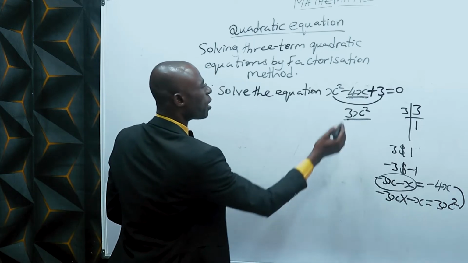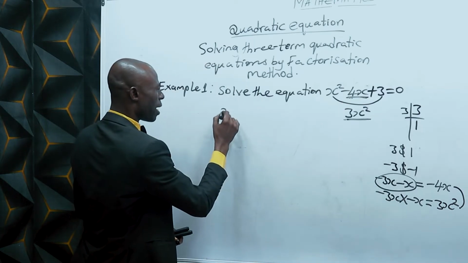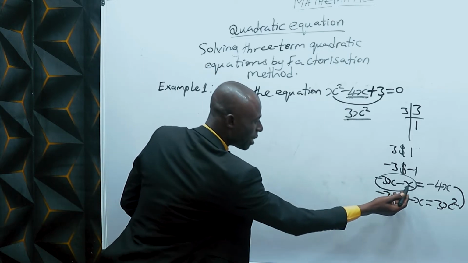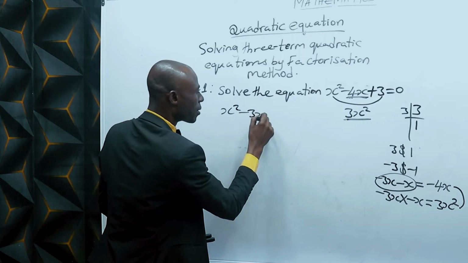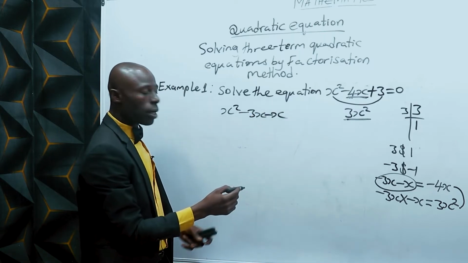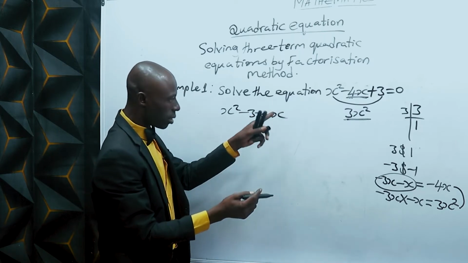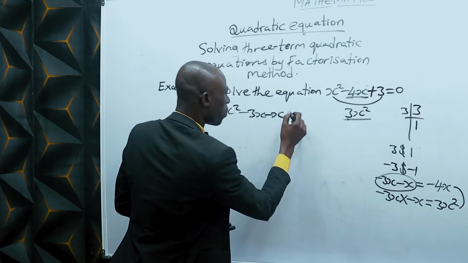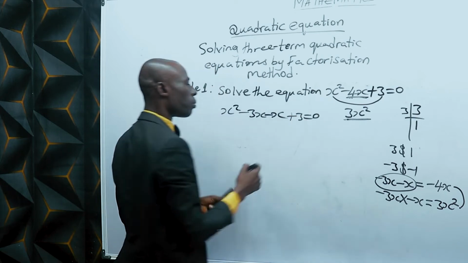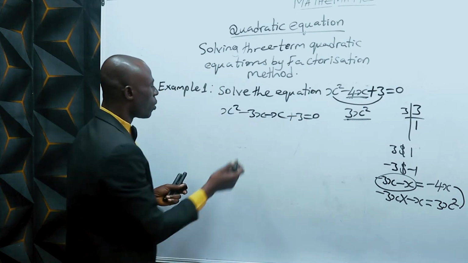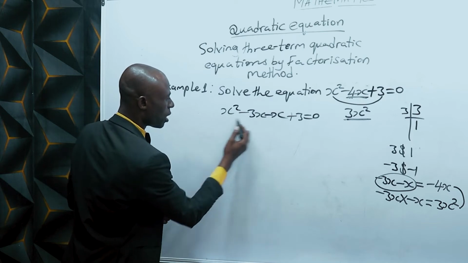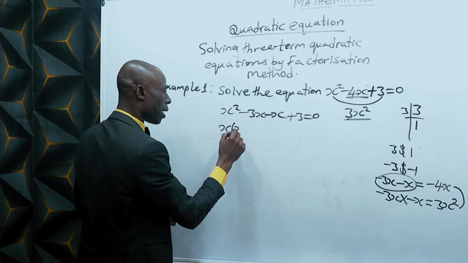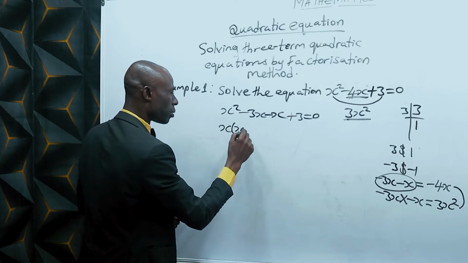You now use them in place of the middle term. Thus, x squared, instead of writing the minus 4x, you write this minus 3x minus x. Mind you, minus 3x minus x is the same as minus 4x. So, you now include the positive 3 that is there, equals 0. Factorize these first two. What is common to them is x. X in x squared, x. X in minus 3x, that's minus 3.